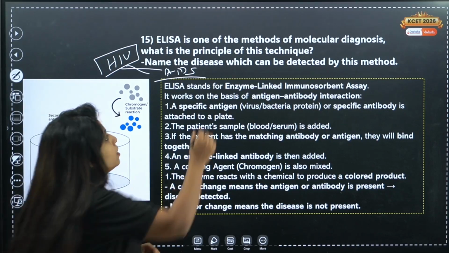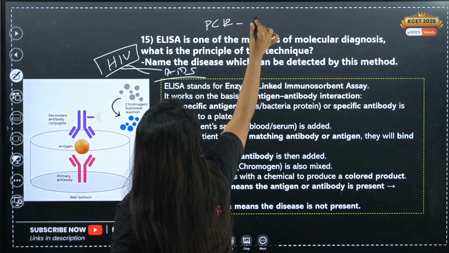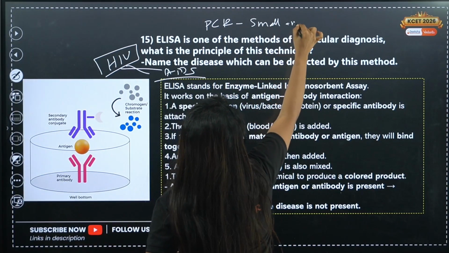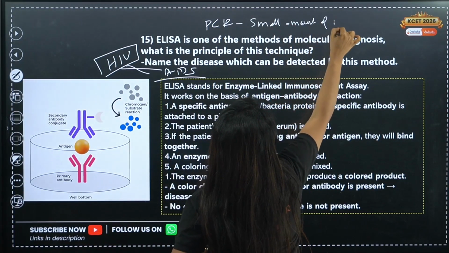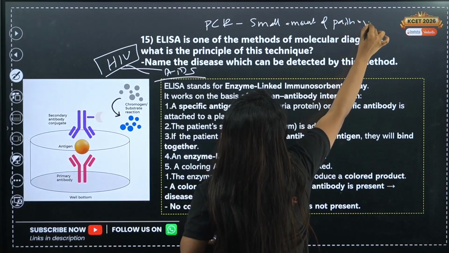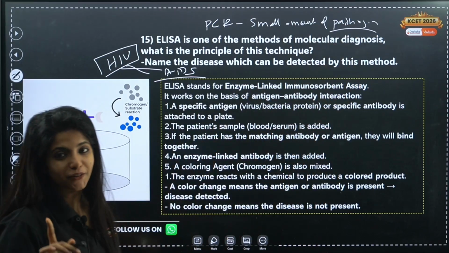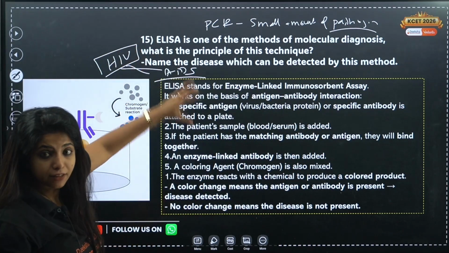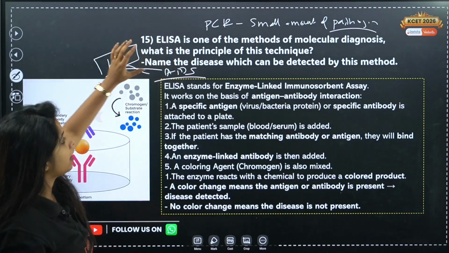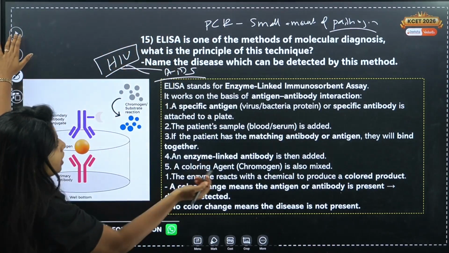So that is PCR for detecting a small amount of pathogen. Please remember, do not forget it. Okay, so ELISA is different and this is different. ELISA works on the antigen-antibody principle, and PCR is for amplification.